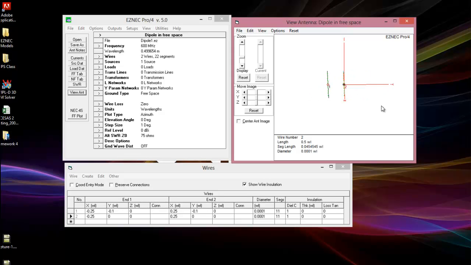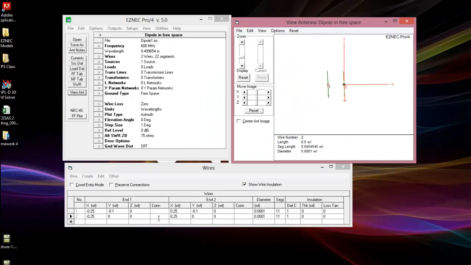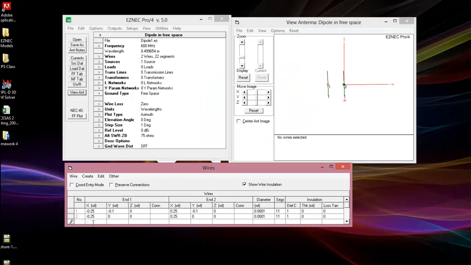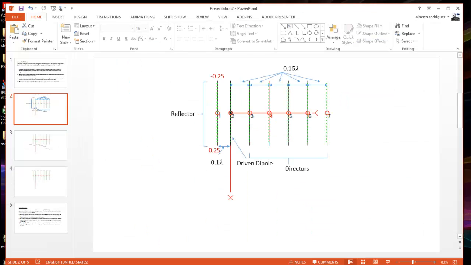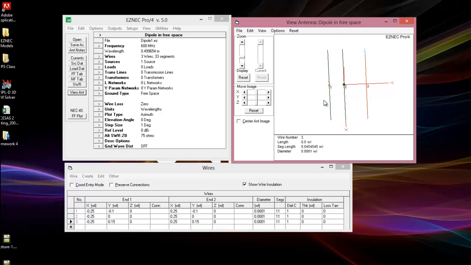Right. So the distance between the driven elements, this distance right here, is 0.115 lambda. Okay. So we create another one, 0 minus 0.25, 0. So no, this is gonna be, let's look again, 0.15. So it's 0.15, 0, 0.25, 0.15, and this is gonna be 0. Just enter. So more or less it's coming like this.